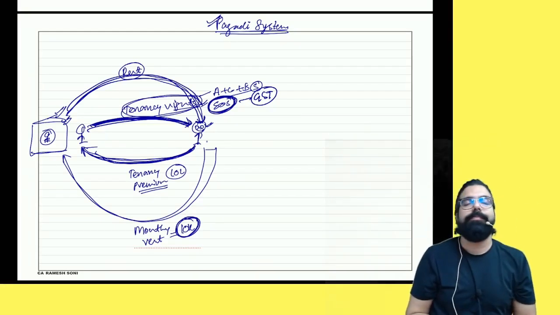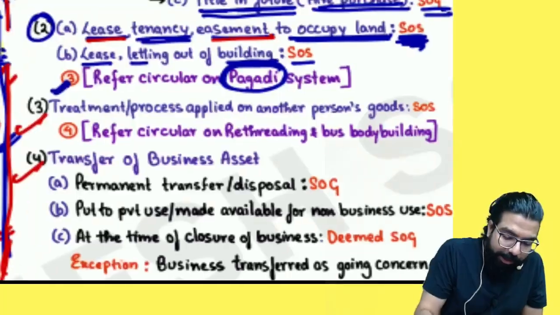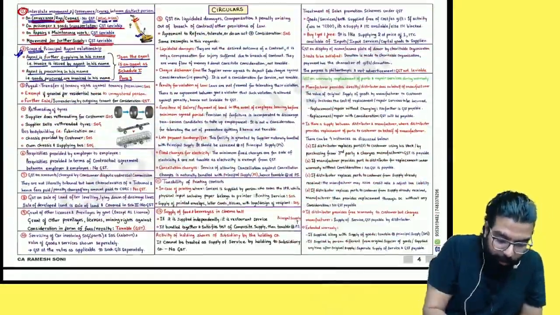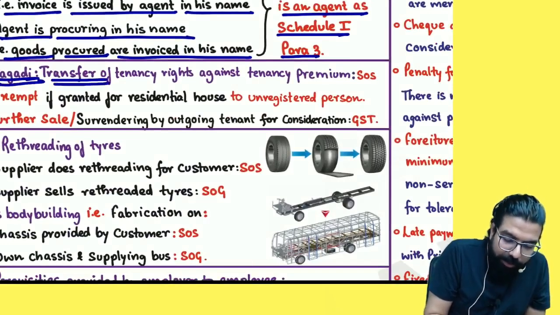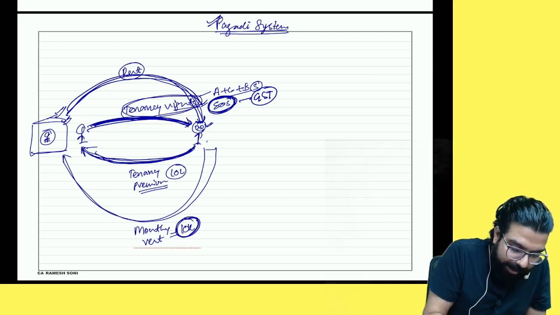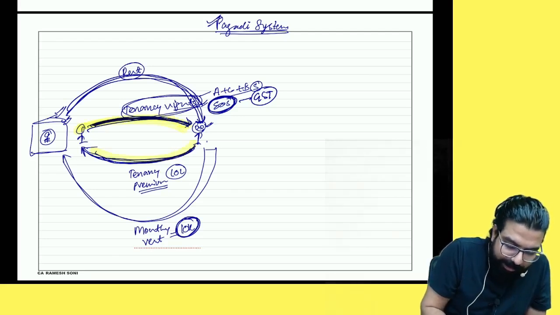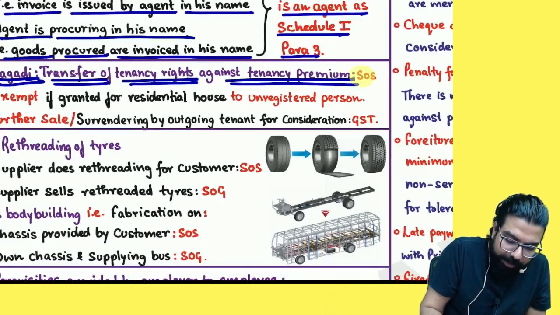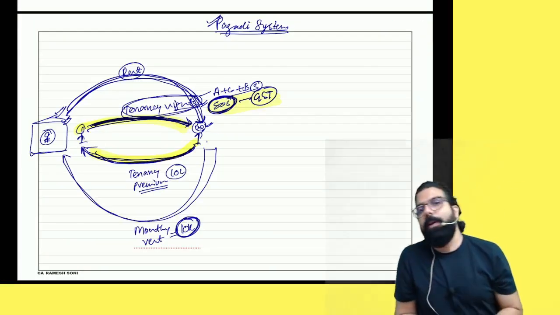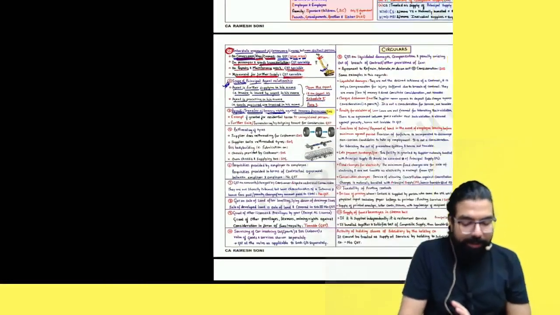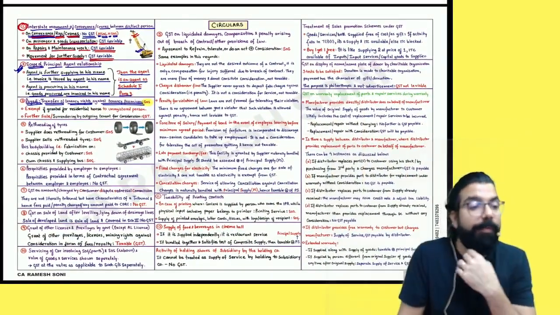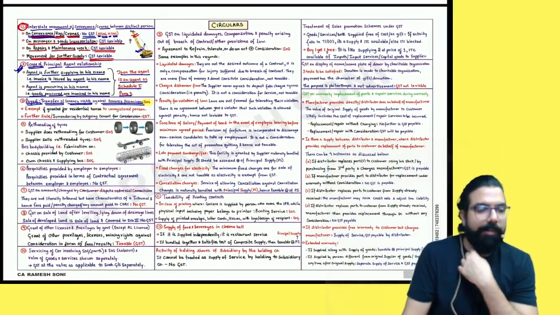Now listen. They have gone ahead and told one point over here. They have told Pagadi system means transferring of tenancy right and receiving tenancy premium. So if anybody gives tenancy right and receives tenancy premium, it is always a supply of service. Can I go ahead, everyone? Now listen. People, listen carefully. When we go to the chapter of exemption, one point will come.